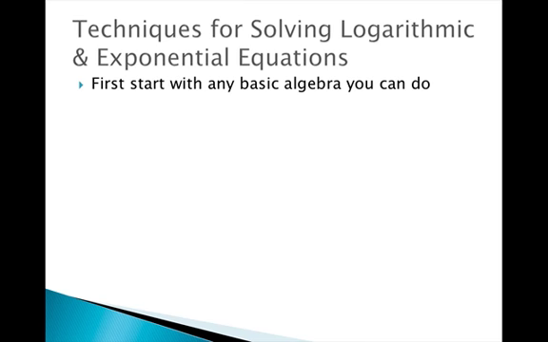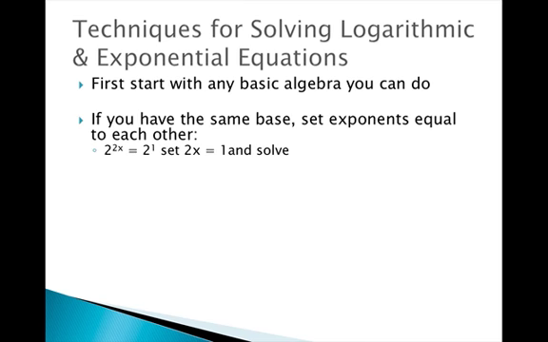Now we're going to go into three different types of equations that you're going to see. The first is when you have the same base on both sides of the equal sign. In our example here, we have 2 to the 2x equals 2 to the 1. Our base is the same on both sides of the equal sign. All we have to do then is set our exponents equal to each other. So we would set 2x equal to 1 and solve. When you solve for x, you would get x equals 1/2.